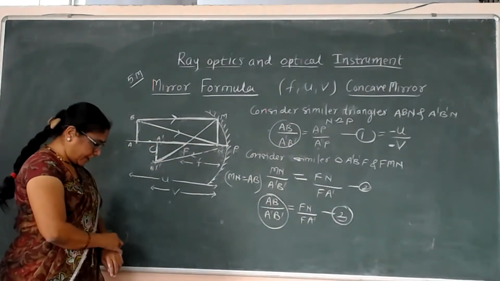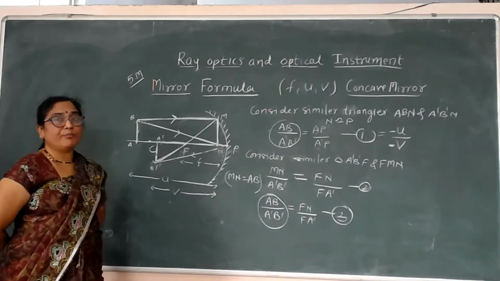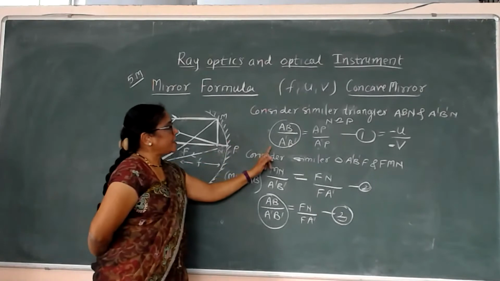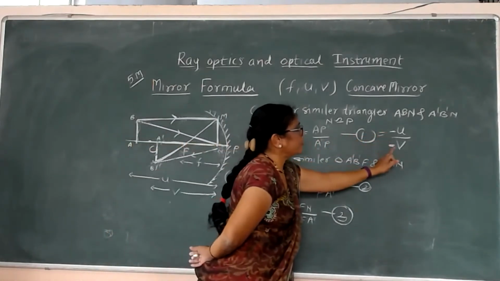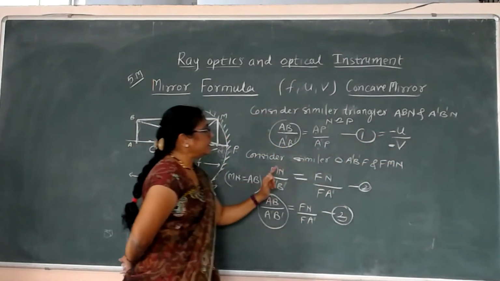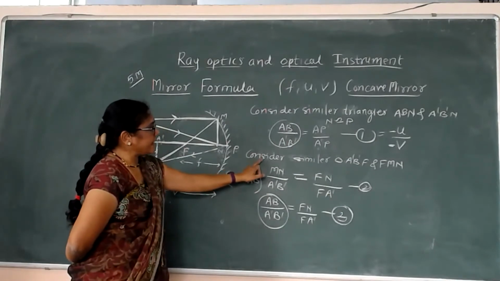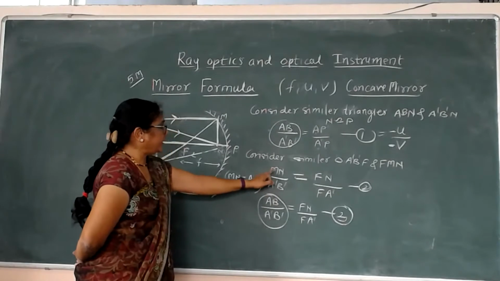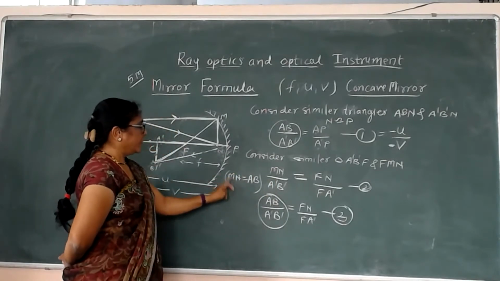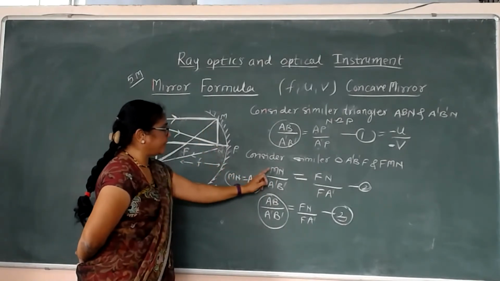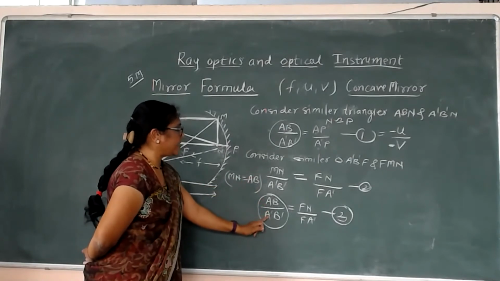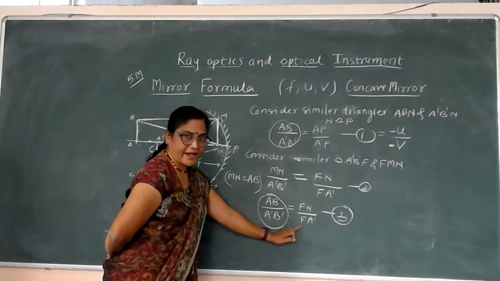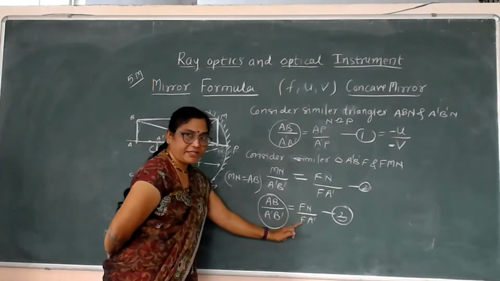Therefore, AB divided by A dash B dash is equal to minus U divided by minus V. At the same time, we consider the second triangles, that is MN divided by A dash B dash. That MN is very close to, very parallel to this. So here we consider AB divided by A dash B dash, and these values are FN divided by FA dash.